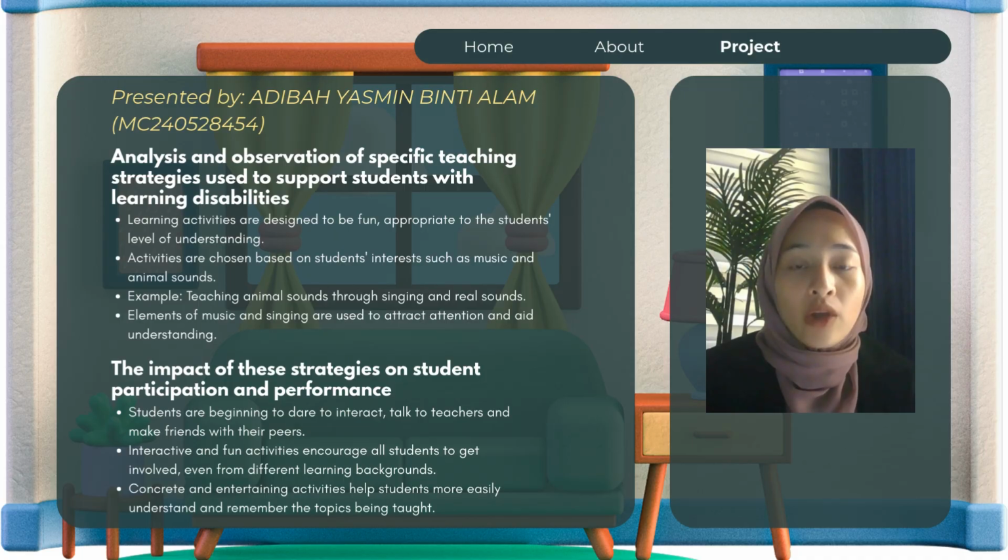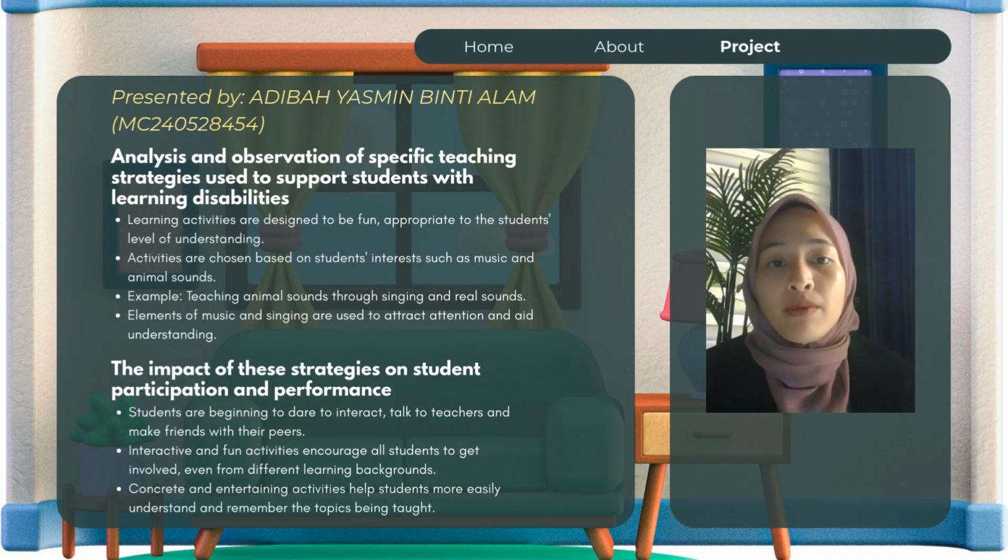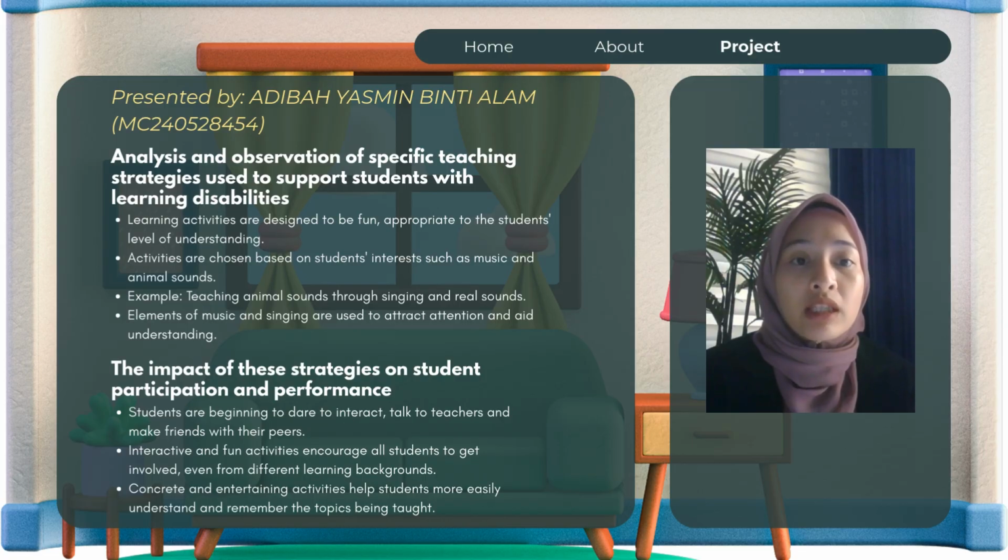digest. In conclusion, a learning approach that is designed based on student interest and is interactive is very effective in helping students with learning difficulties. They not only improve understanding but they also build confidence and important social skills.